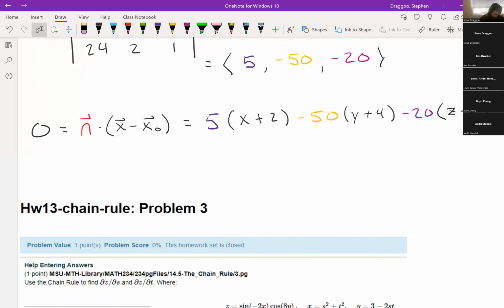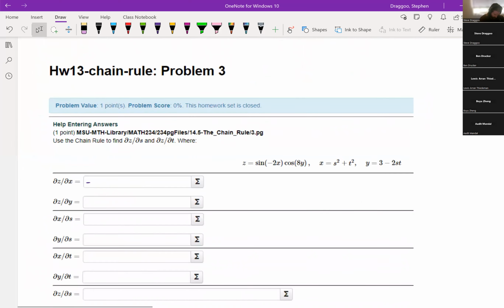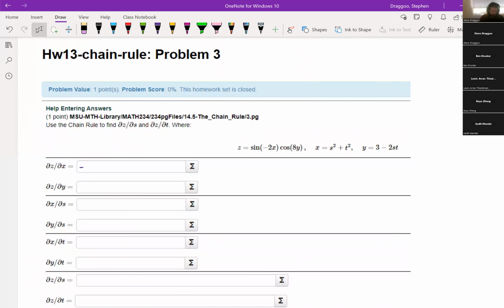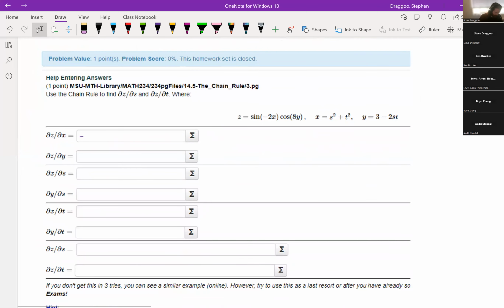All right, up next, the section that came after tangent planes, we had the multivariable chain rule. So this is a fun one. Looks like I forgot to erase a piece. So what do we want to do?